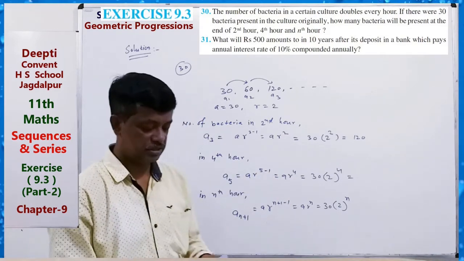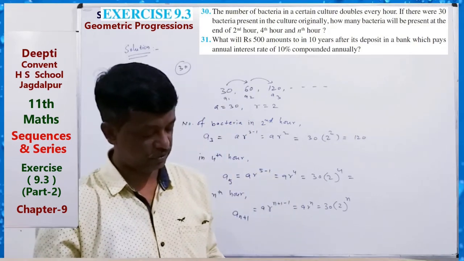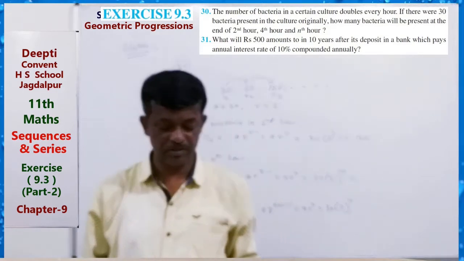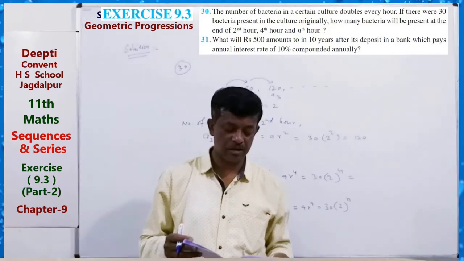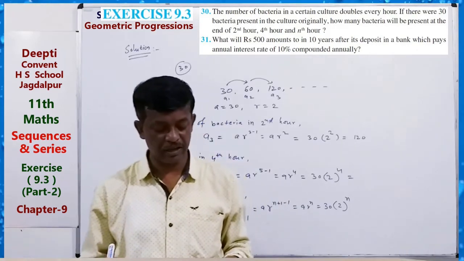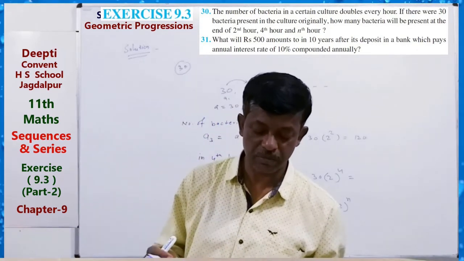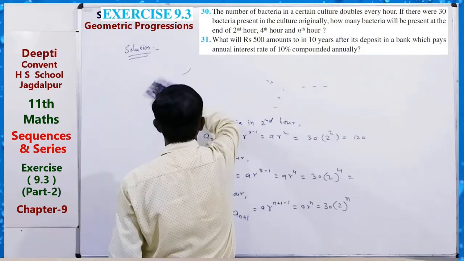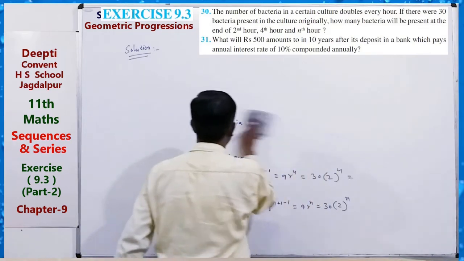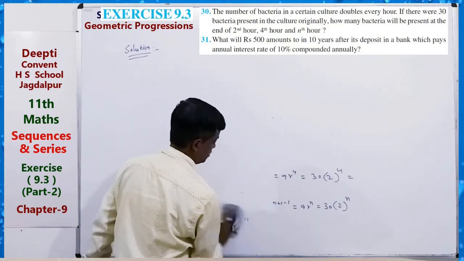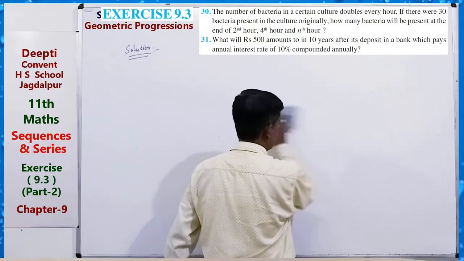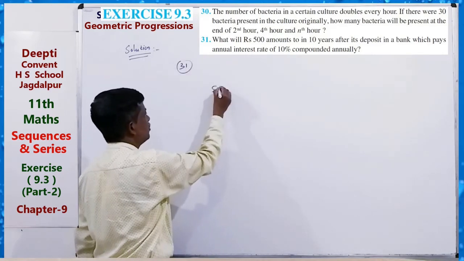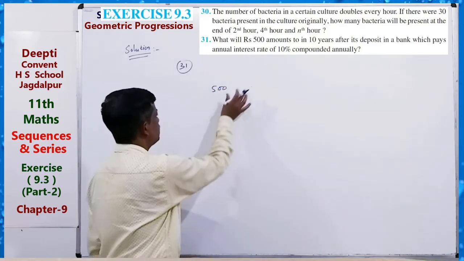Okay. Question 30. Now 31. Question 31. What will rupees 500 amount to in 10 years after it is deposited in a bank which pays annual interest rate of 10% compounded annually? 10% interest, compounded annually for 10 years. Starting from 500.